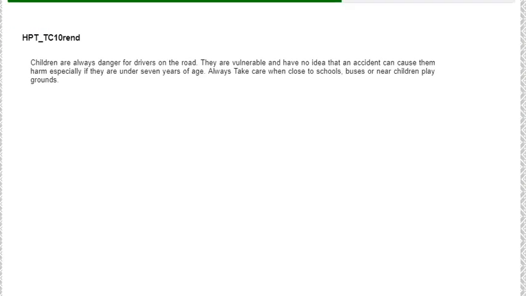HPT clip number 10. Children are always a danger for drivers on the road. They are vulnerable and have no idea that an accident can cause them harm, especially if they are under 7 years of age. Always take care when close to schools, buses or near children playgrounds.